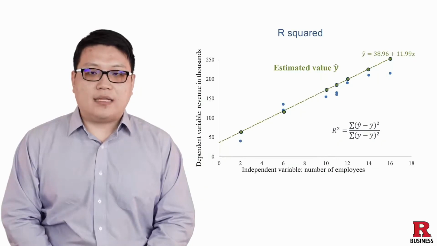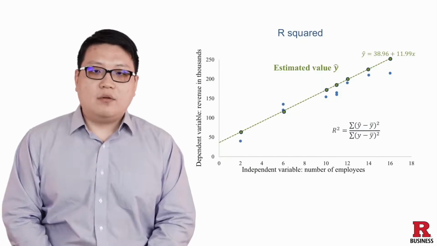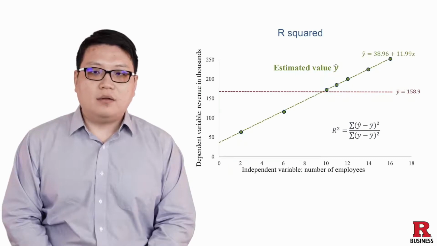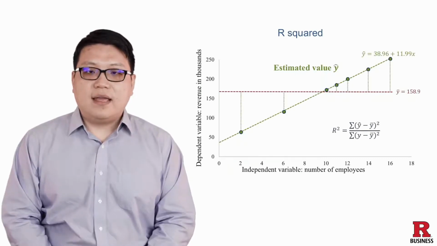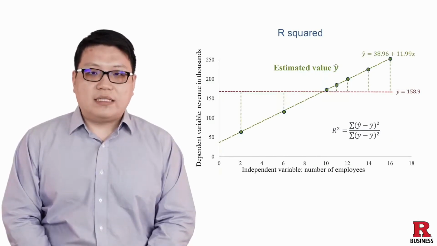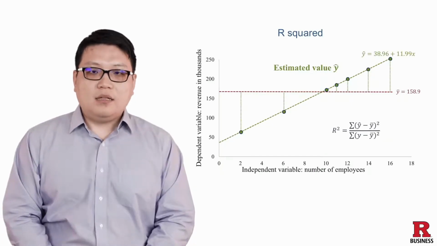The y hat is our estimated value, as you can see here, the green dots on our regression line. If we put the number of x in our regression model, we get the estimated value y hat. Then we measure the distance from y hat to our average y bar. If you square that and sum everything up, that part measures the amount of variance of y that can be explained by our model.